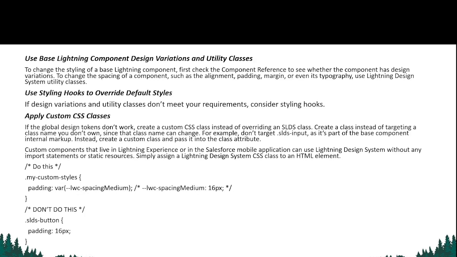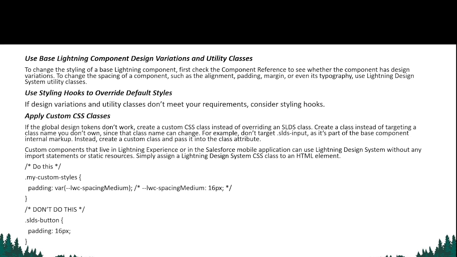Then you have base lightning component design variations and utility classes. So if you want to change the styling of a base lightning component, you first check the component reference, and then you change the variations of that design. Then you are adding the spacing of the component, you can align them, you are adding padding to the component, you can also add margins. So you can use different styling hooks to override default styles.